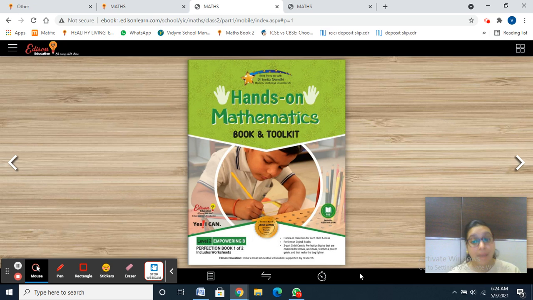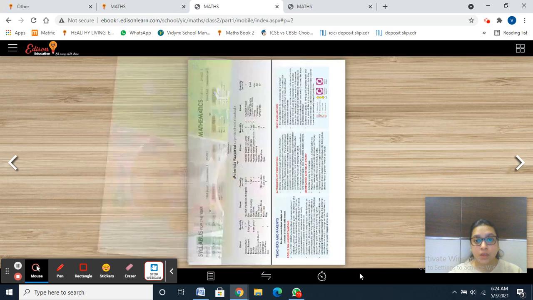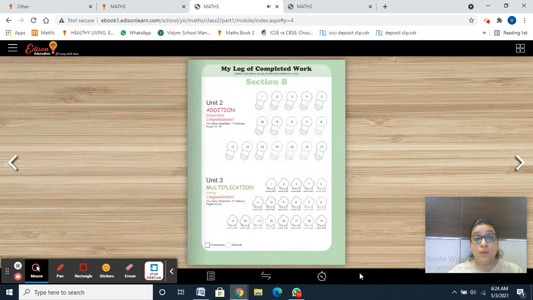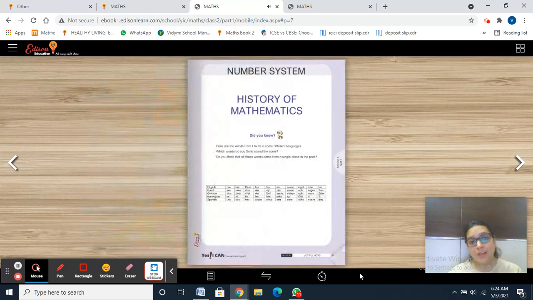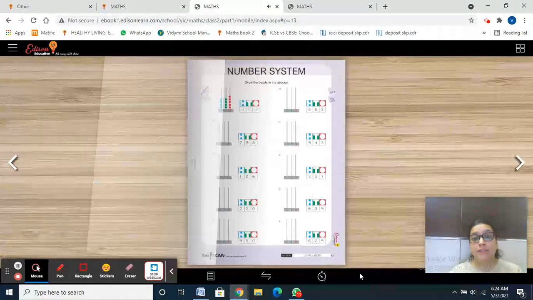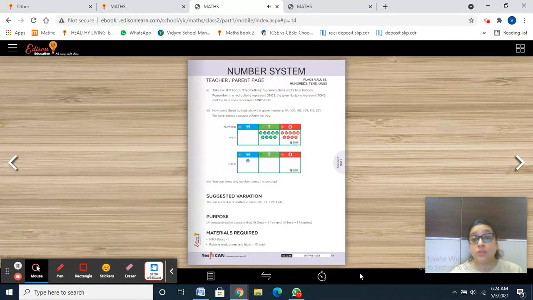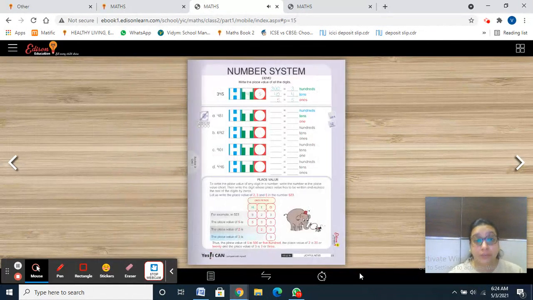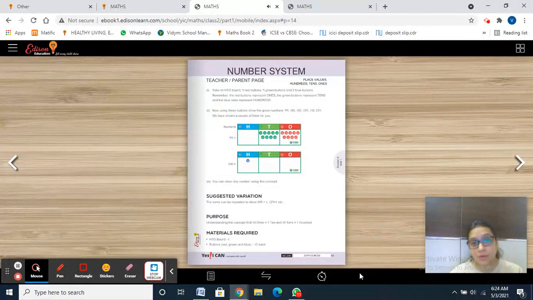So, please take out a maths book that is Hands on Mathematics Level 2. Today we are going to do place values and the face values, on page number 14 and 15. Place value and the face value are two different things. Listen to me very carefully, kids. Everyone, please concentrate on the screen.